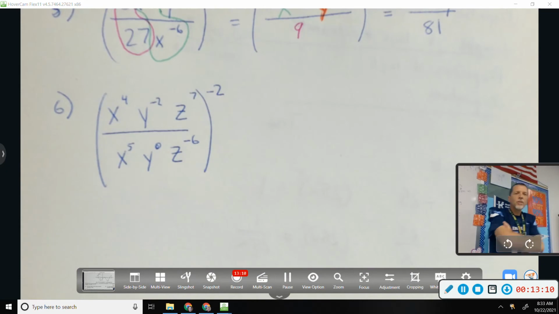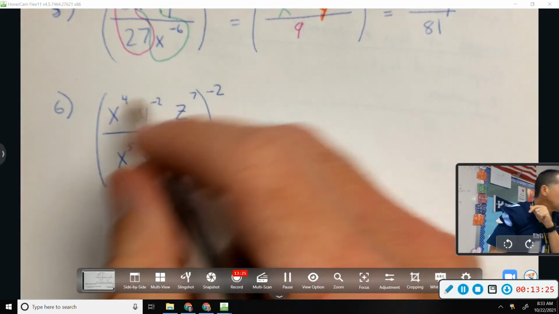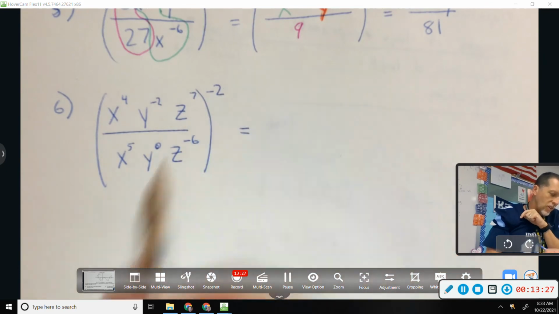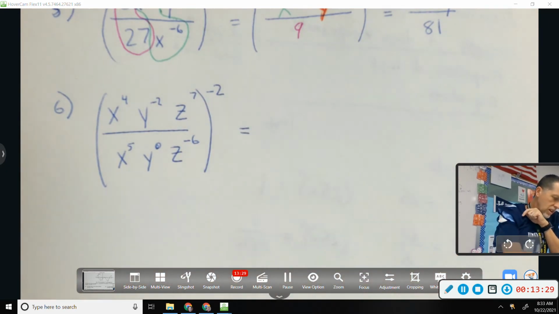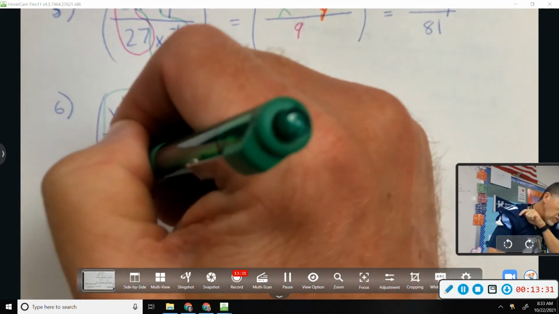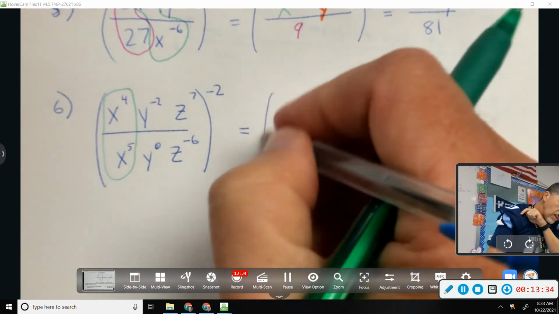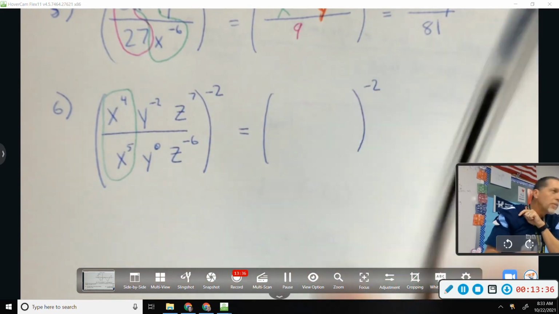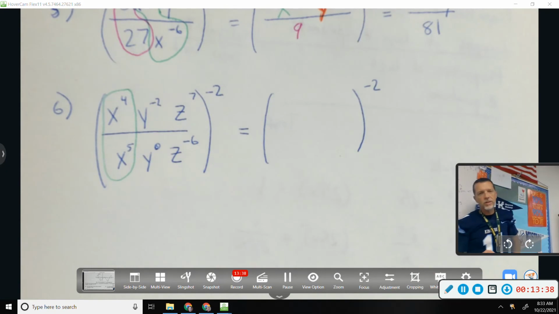Okay, look at this. X to the 4th, y to the negative 2, z to the 7th, over x to the 5th, y to the 0, z to the negative 6, all to the negative 2. I think we clear up the inside and then handle the negative 2. I have to make this look like an actual Z with the line, because my 2's are like Z's. So again, let's clear up the inside and then we'll handle the negative 2.